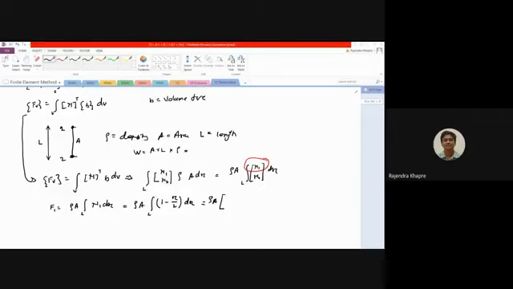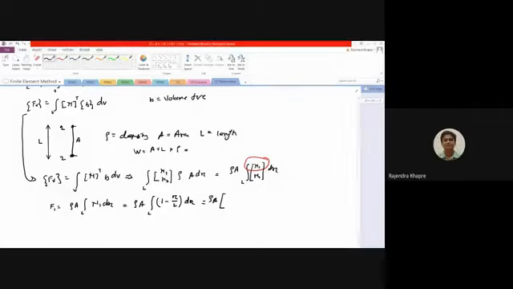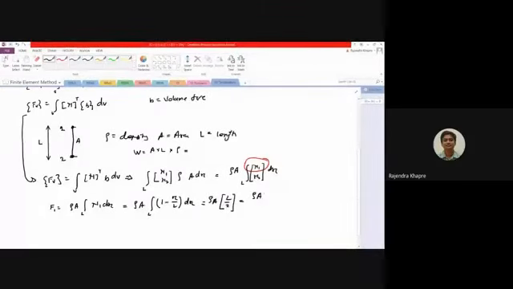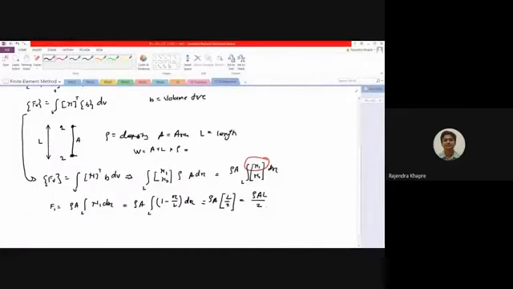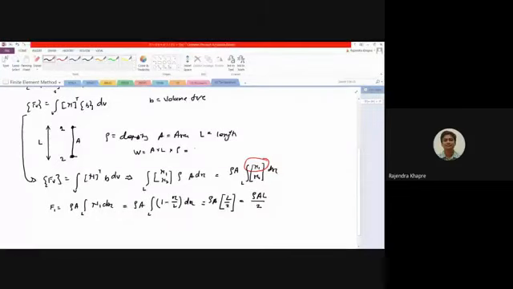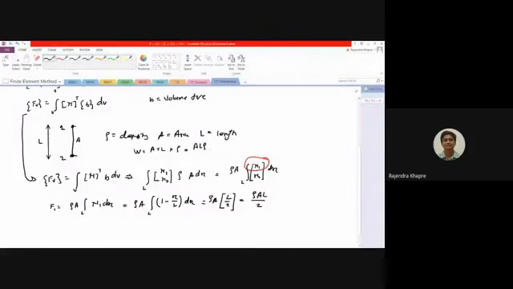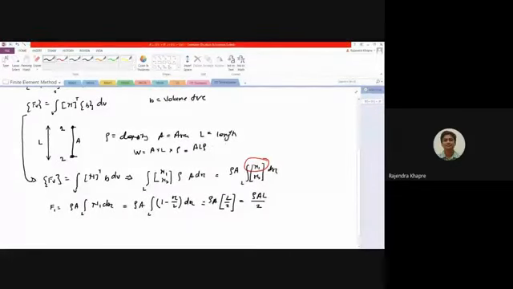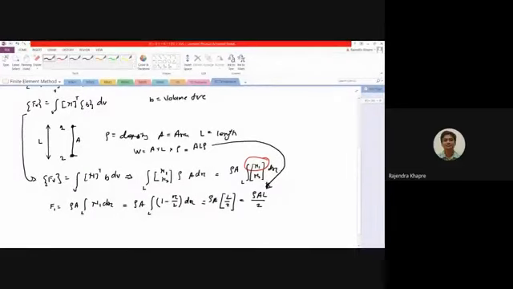Yes, anybody else? L by 2. Okay, because finally it is going to become L by 2. So finally this F1 value is nothing but rho into L into A divided by 2. So basically this is exactly half of this A L into rho. So the same thing will come here. Only thing is it is divided by 2.